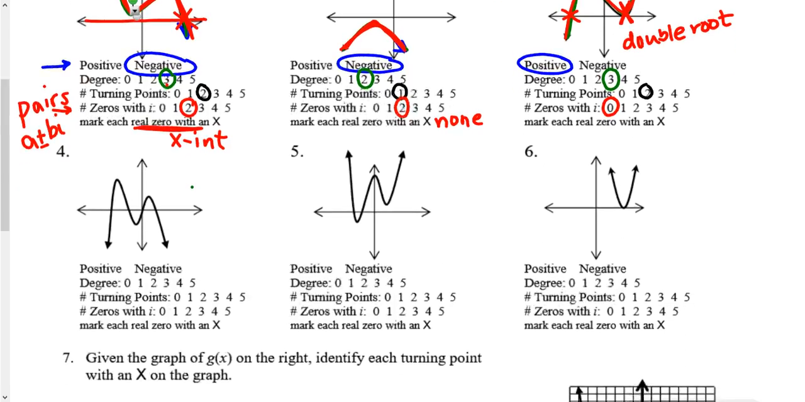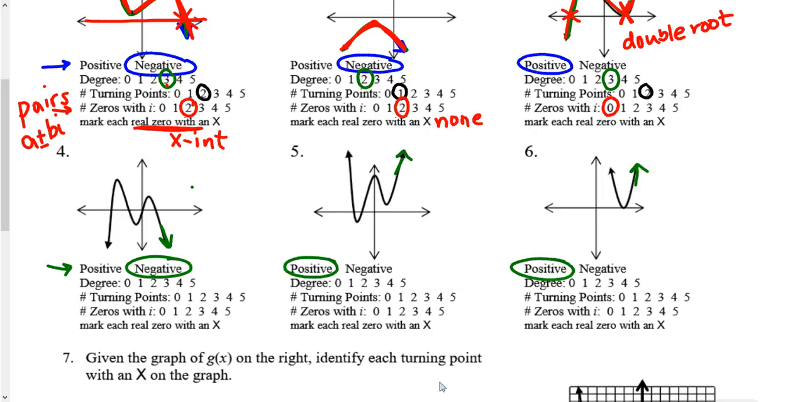Okay, so on number 4, again, the end behavior is going to tell us whether it's a positive or negative leading coefficient. If our function's pointing down on the right, it's negative. If it's pointing up on the right, it's positive.